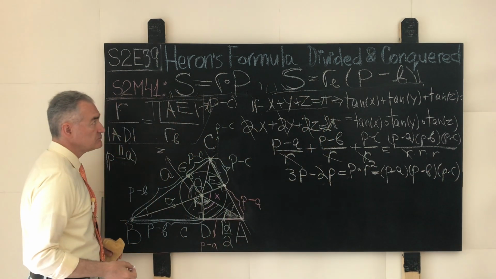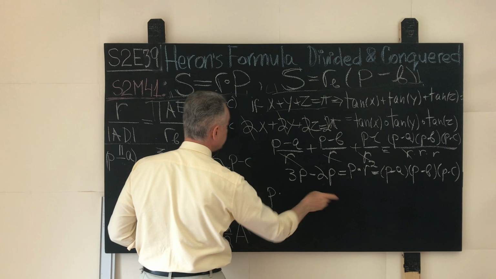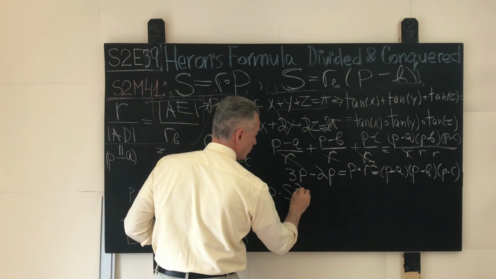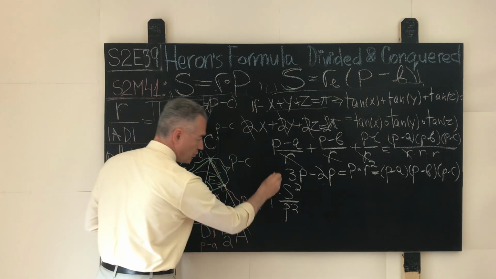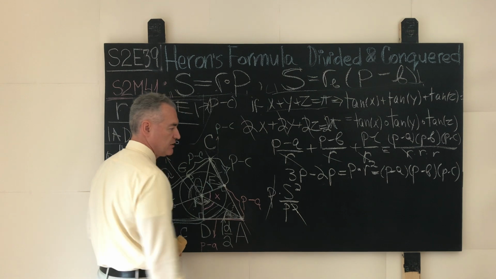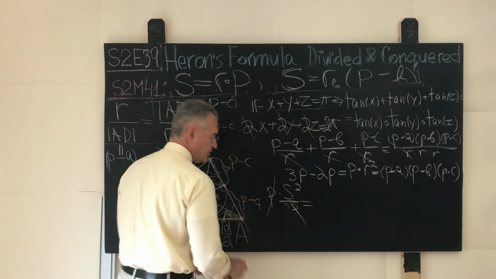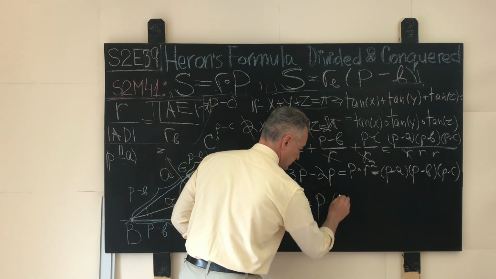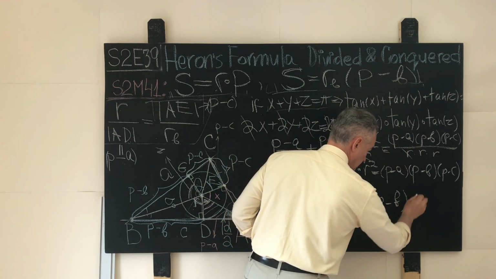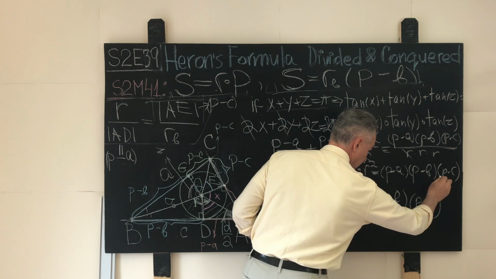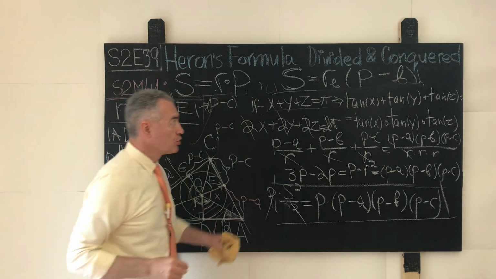But what is R squared? R squared is P times S squared over P squared. And what do we have now? 1 copy of P, 1 copy of P, equal to our product. So now you understand what happens if I move this guy from P to here. P times, again, our favorite product. P minus A, P minus B, P minus C. Heron's formula proved, all courtesy of what?